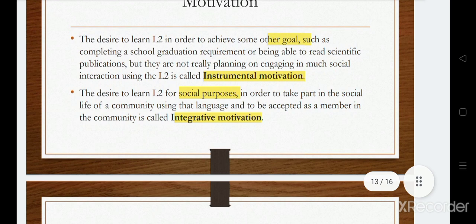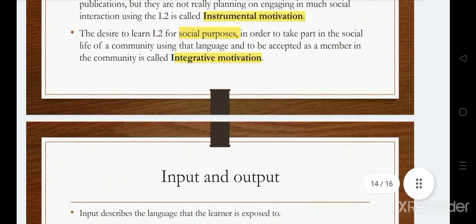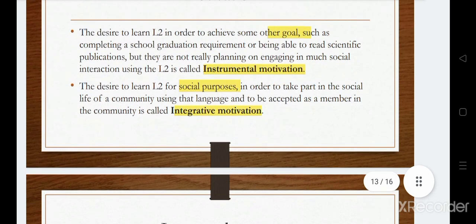Whereas if you desire to learn L2 for social purposes, in order to take part in the social life of a community using that language, or as a member of the community, that is integrative motivation. For example, if a Pakistani moves to Arabia, he has to learn that language, Arabic, so his motivation will be integrative.